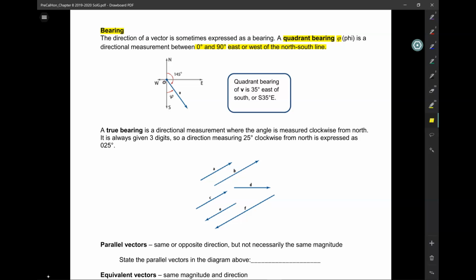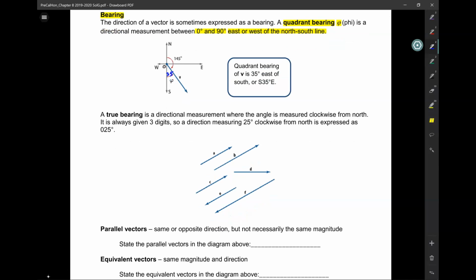So they draw a north-south line, and then when you measure that, if that's 145 on top, how much is that angle on the bottom? 35. So they say it's 35 degrees east of the south direction. You see what I'm talking about? And so they write it as south 35 east. Right? So that's what the Navy might use. Okay?